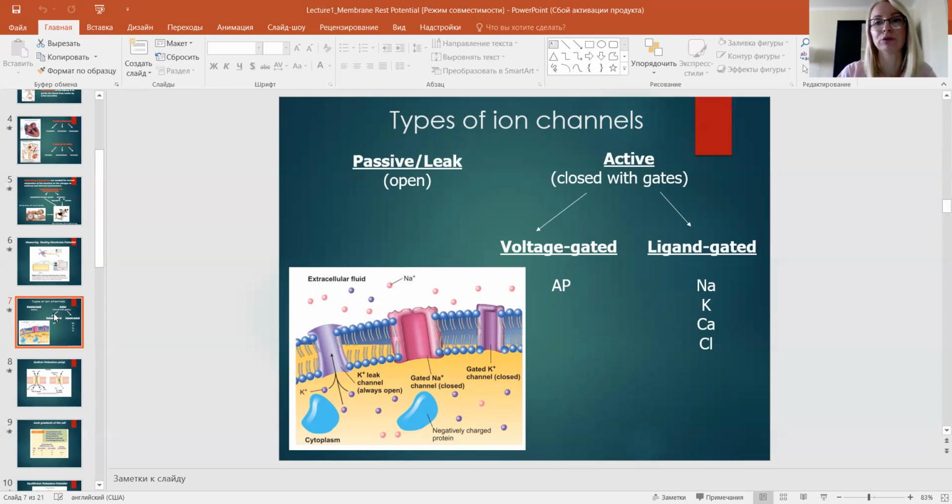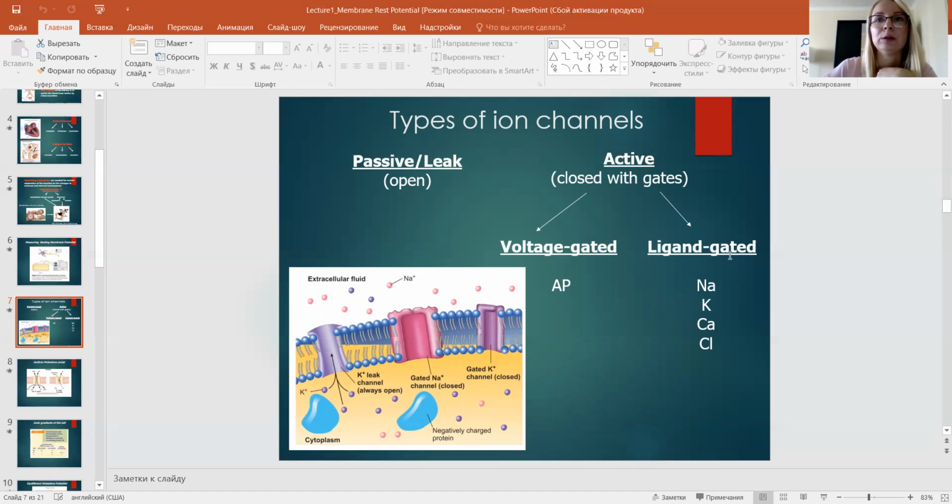So let's start with the types of ion channels. There are two types: passive, or the synonym is leak channels, and the second one is active channels. Passive channels are always open and ions can move freely across them. Active channels have gates through which ions can move only if they are open, but most of the time they are closed because they have gates. Depending on the mechanism of opening of the gates, active channels can be divided into voltage-gated and ligand-gated ion channels.